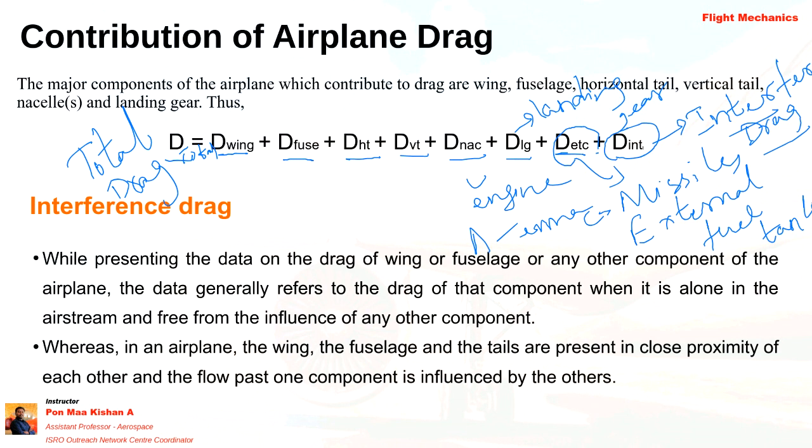So when we are speaking about the total contribution of the drag of an aircraft, it is not only given with respect to the wing alone. It is a combination of wing, fuselage, horizontal tail, vertical tail, engine, and landing gear. So landing gear is what, when it is deployed and when it is retracted.